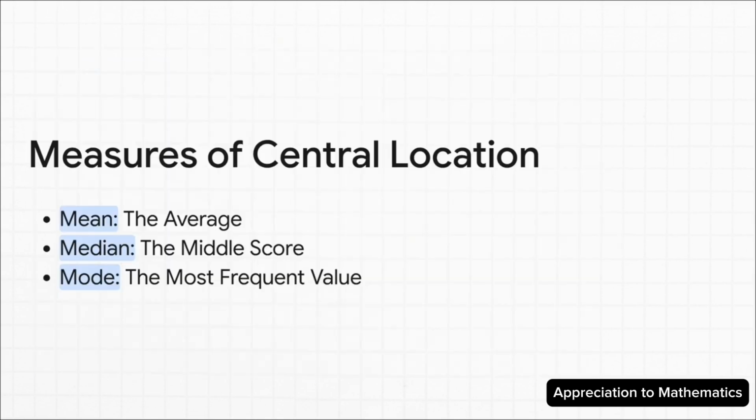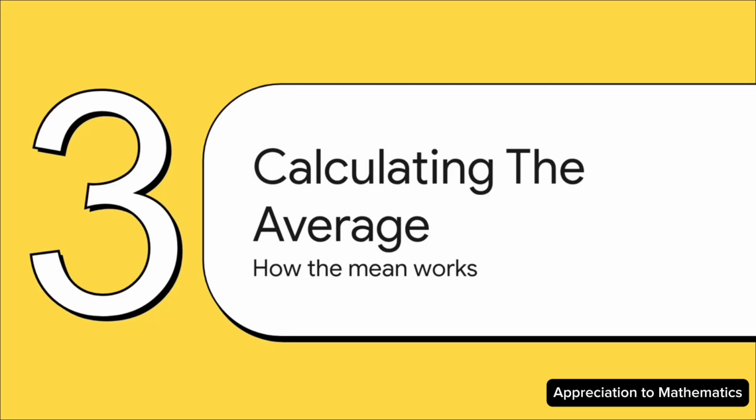Now, to be clear, the mean isn't the only game in town. There's also the median, that's the middle score, and the mode, which is the value that shows up most frequently. But for today, we're focusing on the big one, the most common, most powerful, and as we're about to see, the most dangerous of them all, the mean. All right, so we get why the mean is so useful, right? It simplifies things.